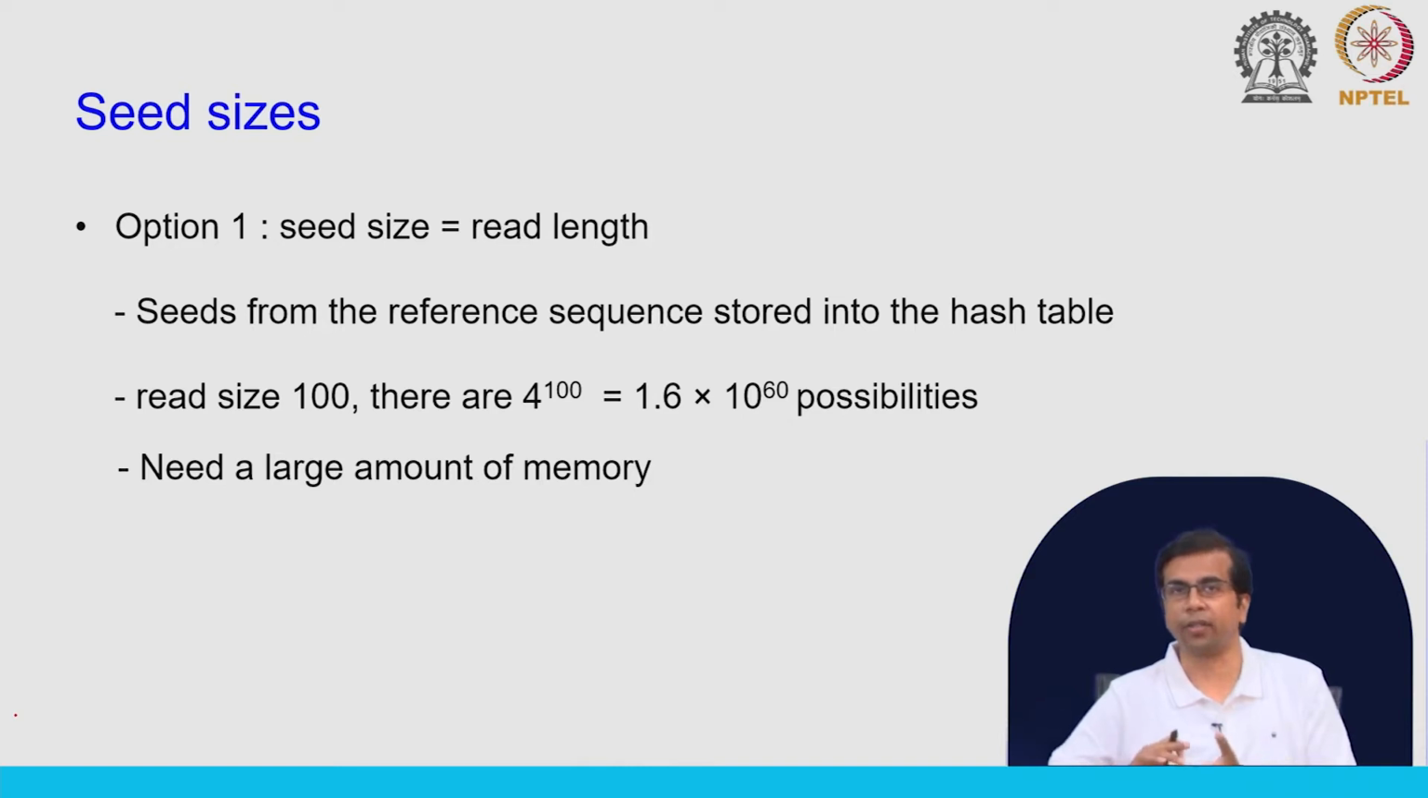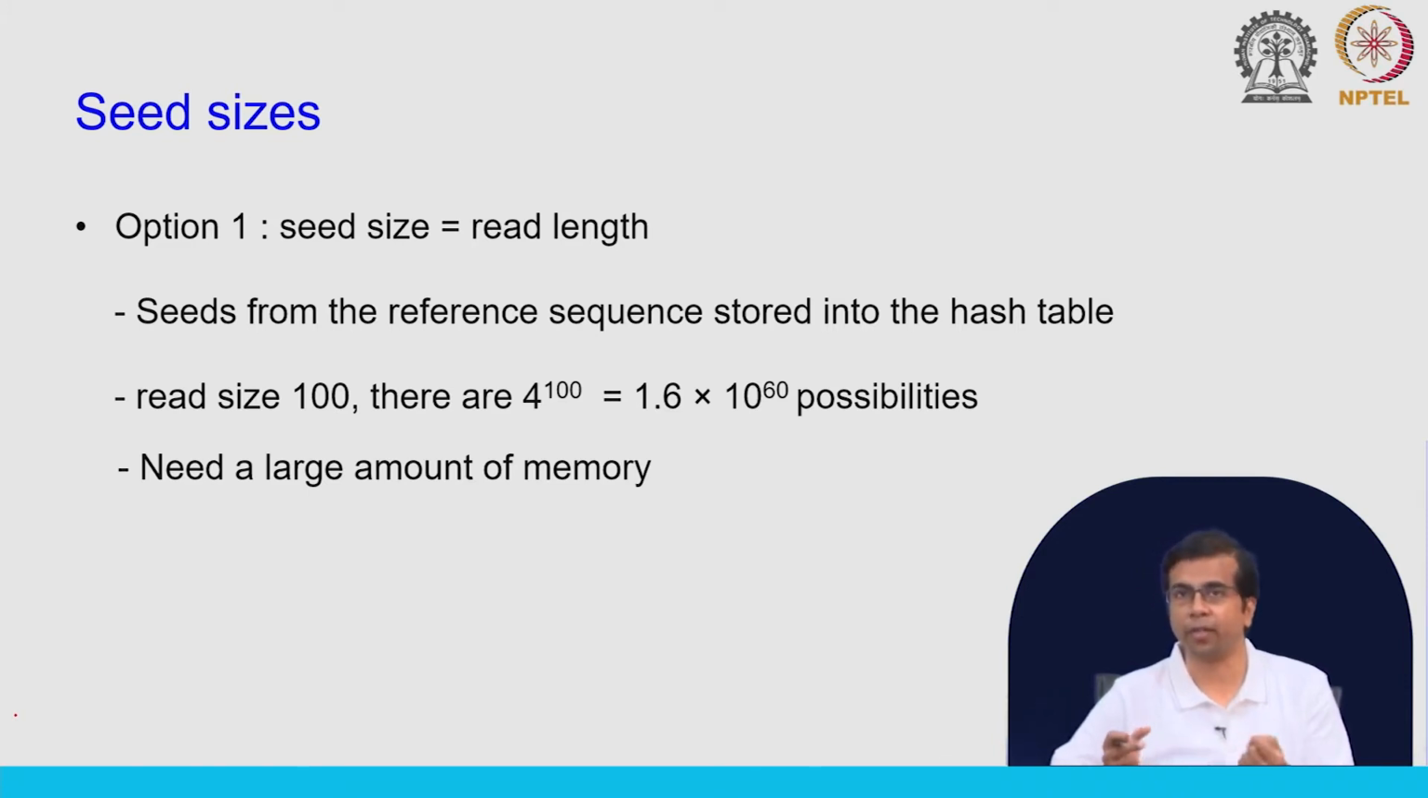So, if you have read size 100, there are about 4 to the power 100 possibilities. Why is that so? Because for each position you can have either A, T, G or C. So, if you consider all possible combinations for these 100 positions, this will be 4 to the power 100. It comes out to around 1.6 times 10 to the power 60 possibilities. So, this is a really huge number. Of course, in a genome sequence perhaps you will not have so many of them. You probably will not get all of these combinations, but at least you will get a large fraction of these. Even if it is 10 to the power 20 or so, that is still a huge number to store. If you want to store this in memory in the hash table, you will need a huge amount of memory.